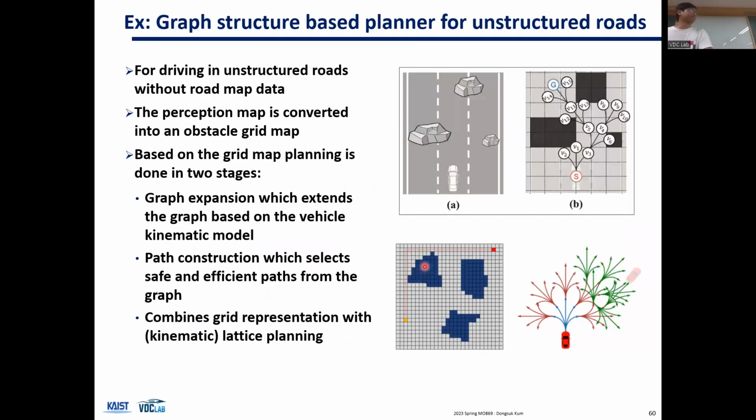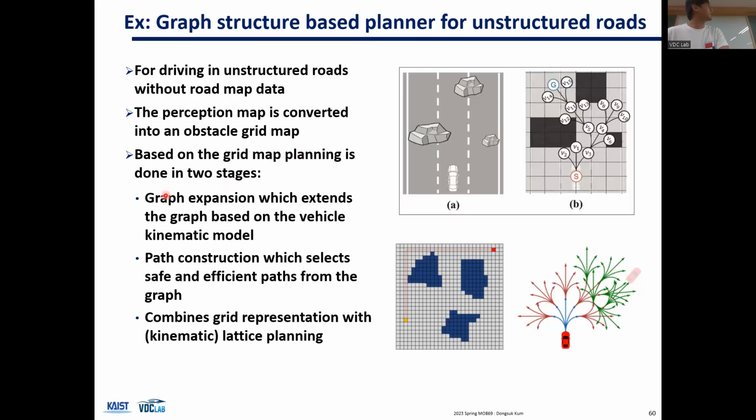The second motion planner used is for unstructured roads, in this case when you don't have road map data. So the perception map is converted into an obstacle grid map. Here is your real diagram, and it's converted into this grid, and these black blocks represent the obstacles. Then, based on the grid map, planning is done in two stages.